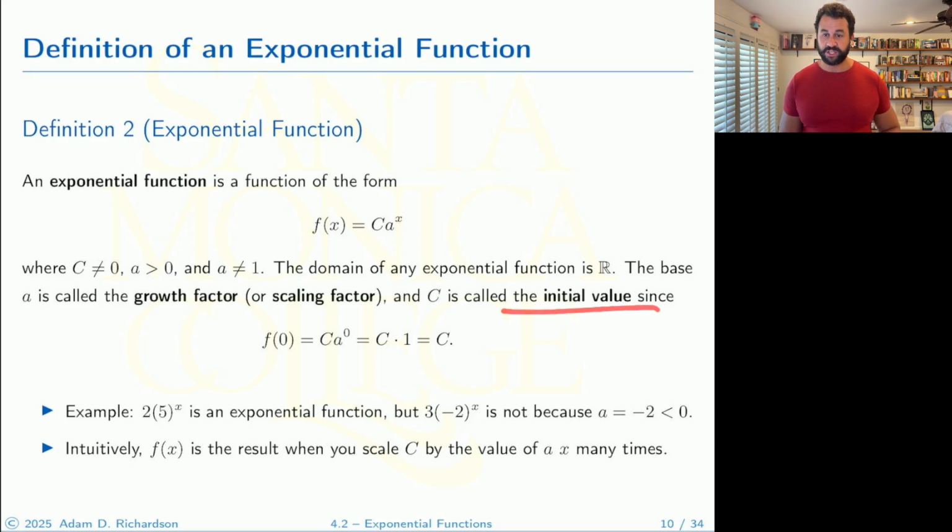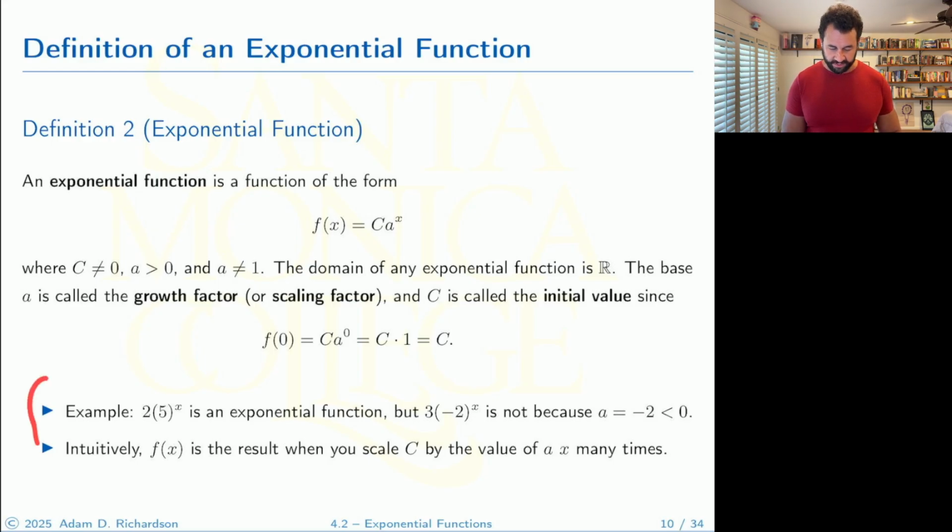C is what we call the initial value in this case, because if you remember, initial values are what you get when you plug in x equals 0. So if we plug in x equals 0 to our function, we get c times a to the 0, which is just c times 1, which is c. So this c factor is the initial value of the function.